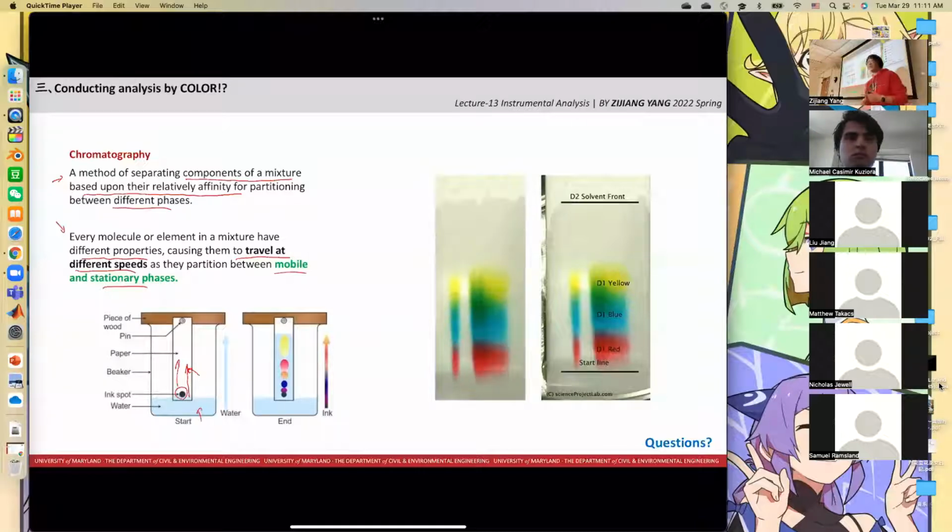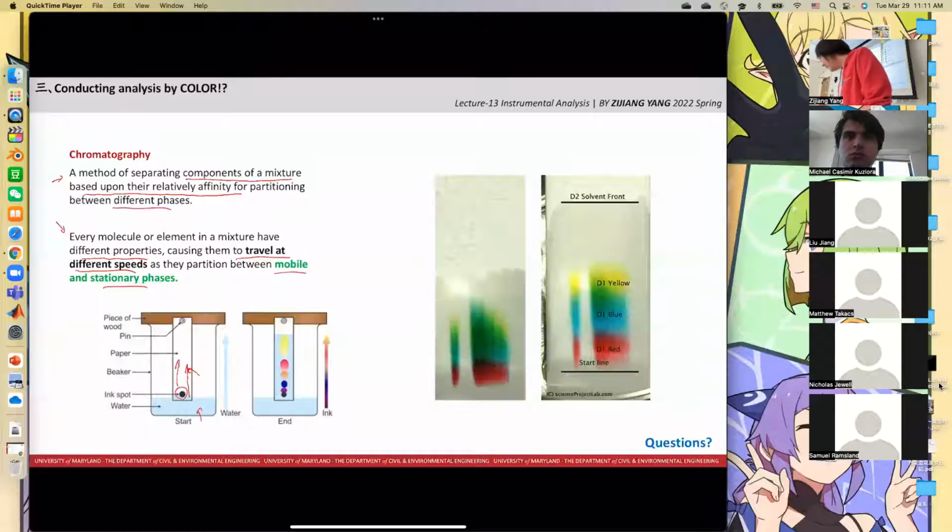So for this one, do you guys have any questions? In this case, the mobile phase refers to the water, and the stationary phase refers to this paper. And the ink is our sample.